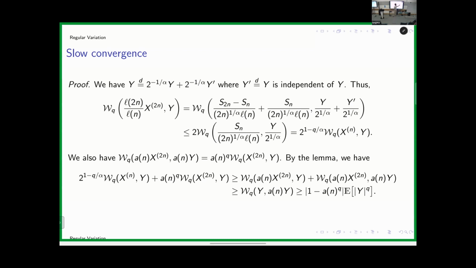Why can I do this? Because I'm just comparing really the laws. I mean, I'm somehow abusing notation a little bit, but I'm just comparing the laws of things, so I can replace it with anything that has the same law. Yeah, just for visual effects.